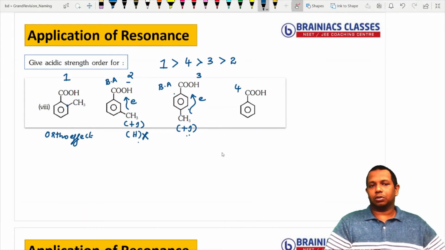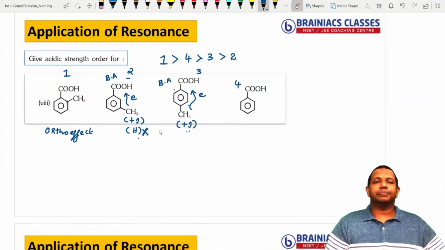So first one is the ortho effect, then comes benzoic acid, then comes the third one, correct? Then comes the other one. Clear? So I hope this is clear for you. If you have any doubt, feel free to ask.